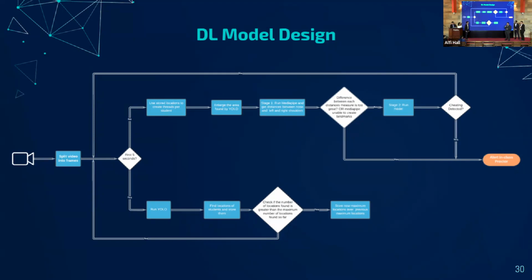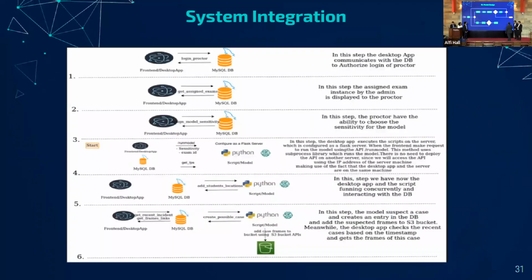But if this isn't found, because not every cheating case can be found using only looking to the left and right, we then utilize our own model to attempt to find a potential cheating case. And if one is found, as mentioned before, we alert the proctor. And if not, we continue processing frames. And I'll leave you with Omar to talk about the system integration.